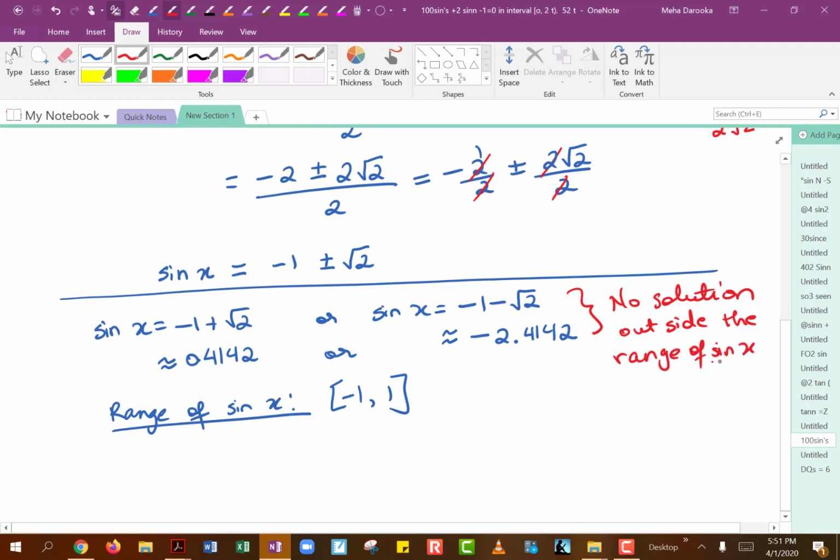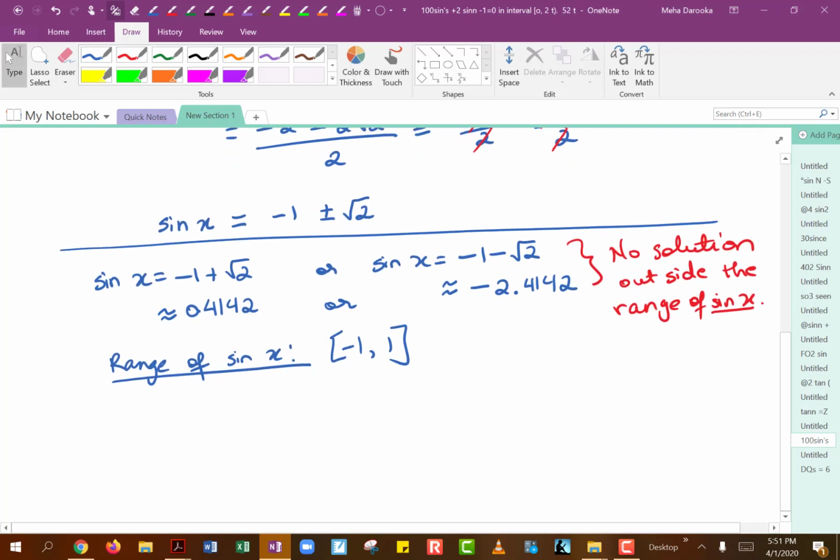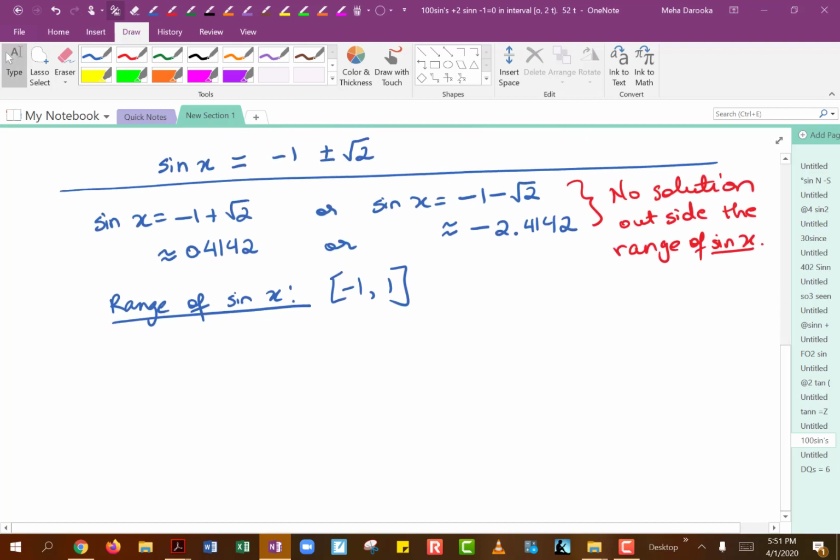Of the sine function. Since -2 is well beyond this range of -1 to 1, we're not even going to bother with this answer. So you're only looking at the left-hand side, where we had sine of x equals -1 plus square root of 2. Okay, so we are going to come back down here.